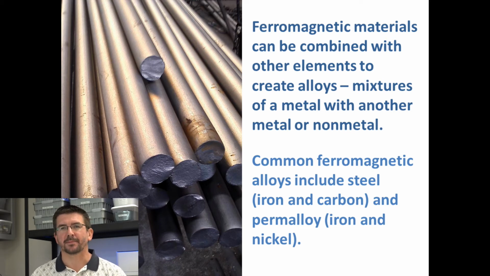Permalloy is another example of an alloy that's created by combining iron and nickel. So alloys like these, if they have ferromagnetic materials in them, the alloy itself will be ferromagnetic. Basically, when we're talking about an alloy, we're just talking about metals that are mixed together. It's this mixture. It's not any kind of new chemical compound. It's just different things mixed together to make the alloy.